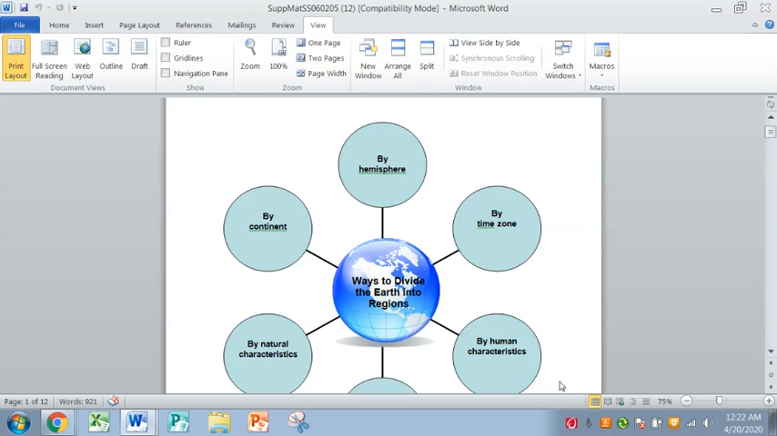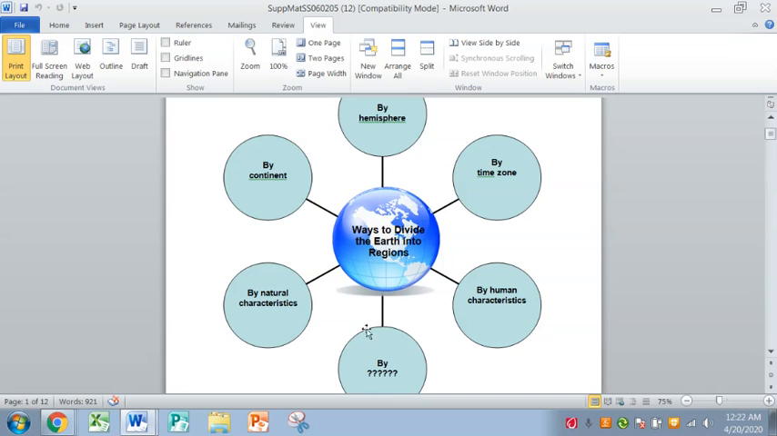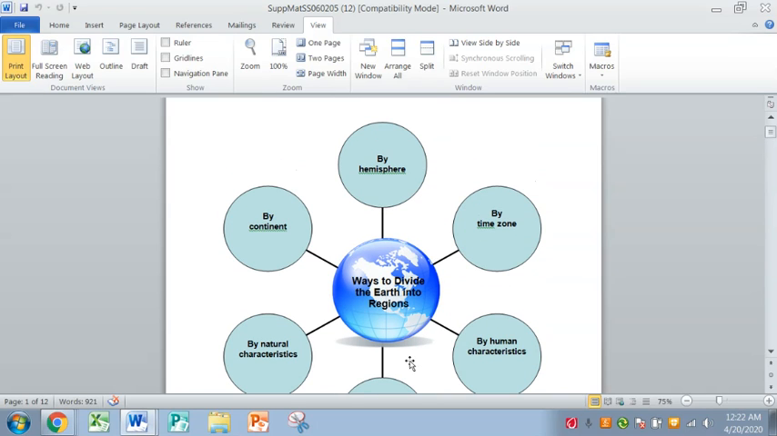And as you can see, it's a bubble map. In the middle, we have ways to divide the earth into regions. And on the outside, we have the 5 major ones that we're going to talk about. The 6th one down here just says question marks if we were to come up with other ways. But for the sake of time, we're just going to talk about the top 5.